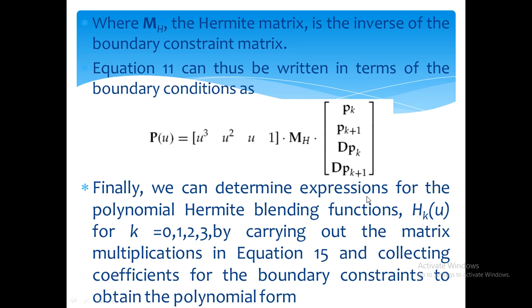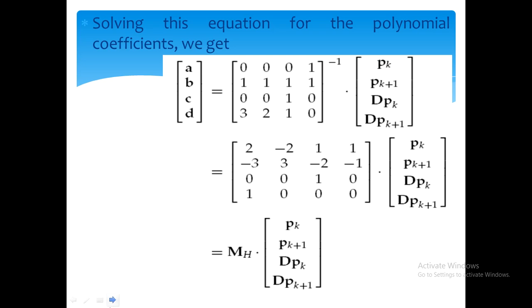Finally, we can determine expressions for the polynomial Hermite blending functions. This is again the Hermite curve or blending function, also called the Hermite blending function, H_k(u) for k equal to 0, 1, 2, 3, by carrying out the matrix multiplication in the equation and collecting coefficients for the boundary constraints to obtain the polynomial form. Means if I start multiplying these matrices, what will I get, right?